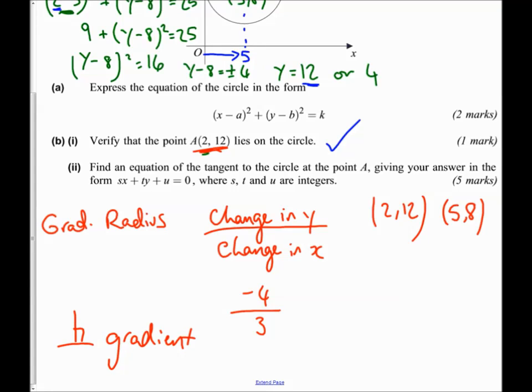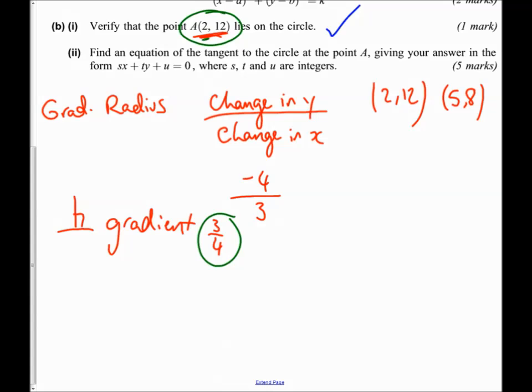So my perpendicular gradient, remember, is the negative reciprocal. You need to know all your Core 1 coordinate geometry really well for this. So the negative reciprocal is going to be 3/4. Now I've got the gradient, I've got 3/4, and I've got a coordinate on my line, I've got (2, 12). I can now find the equation of my line using y minus y1 equals m(x minus x1).